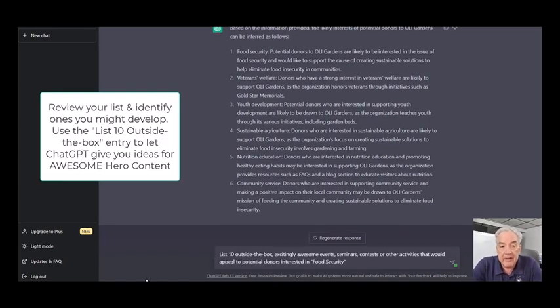I went through the list, and I think food security would be an interesting one to develop into programs that could attract potential donors. So I said, list 10 outside of the box, exciting, awesome events, seminars, contests, or other activities that would appeal to potential donors interested in food security. So let's see what it gives us.